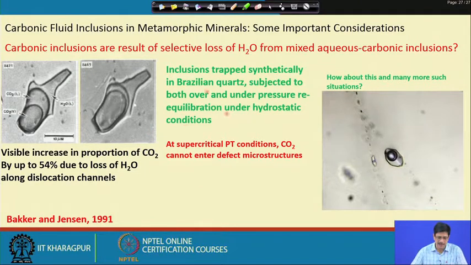Under that kind of condition, a supercritical condition where carbon dioxide and water are mutually soluble, the carbon dioxide could not enter the defect microstructures because of the larger size of the molecule, and there are also other mechanisms being suggested. For example, water has a smaller wetting angle with the host mineral, and that is why it could wet the dislocation planes, move out, and easily escape from the inclusion cavity.